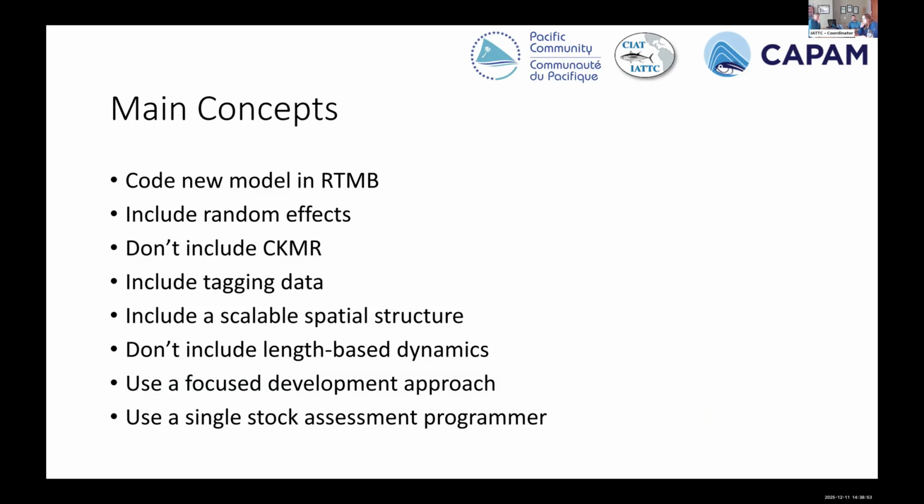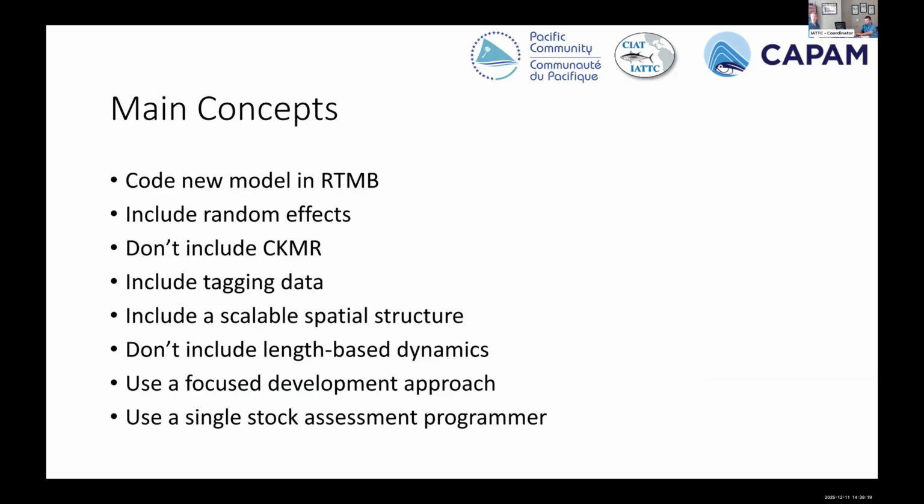But the main concepts here is that we really should be coding the new model in RTMB for a number of reasons. Seems as though random effects are pretty easy to put in, so we should have them. I don't think close-kin mark-recapture is at the stage in tuna assessments that we really need it in the short or medium term, and it will make things complicated.